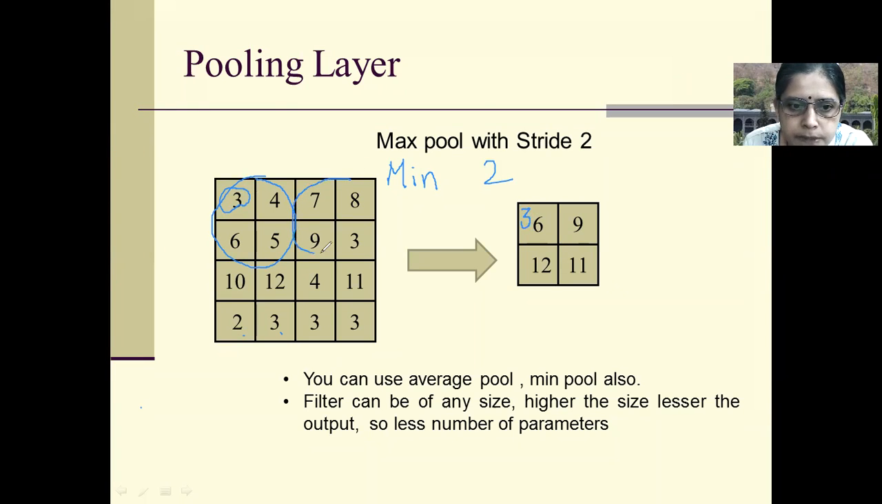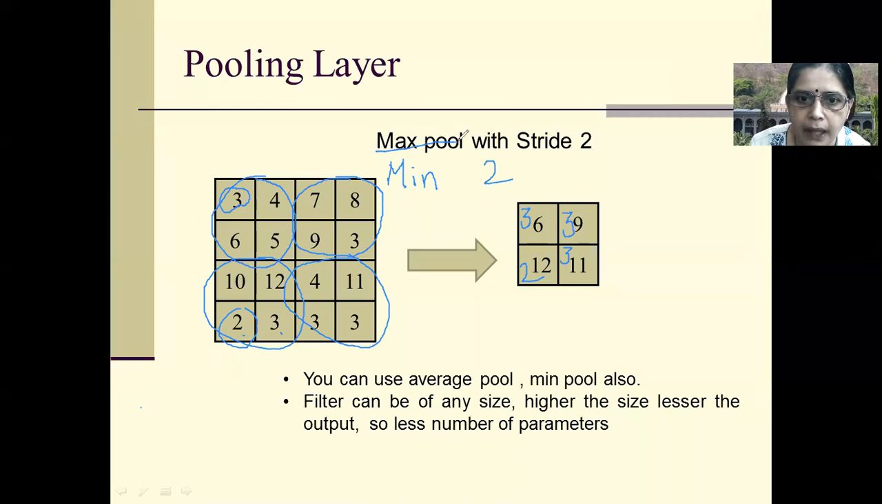Then because of stride 2, this will be the next area or window. Again here the minimum value is 3, so here we get output as 3. Then the next window is this one. Here the minimum value is 2, so we get here value 2. And then the next window is this, and the minimum value is 3, so we get here 3. So this is minimum pooling.